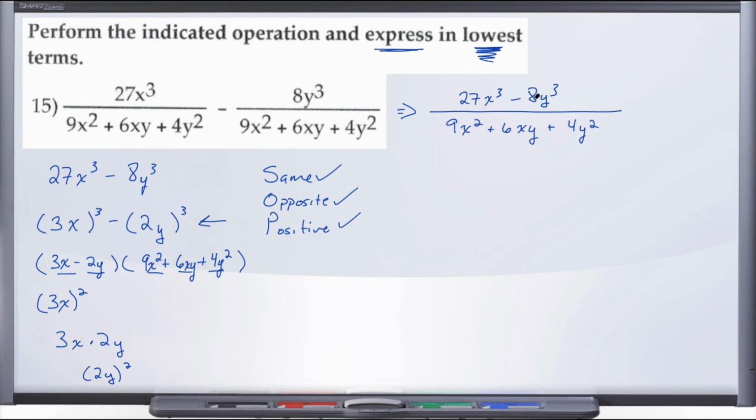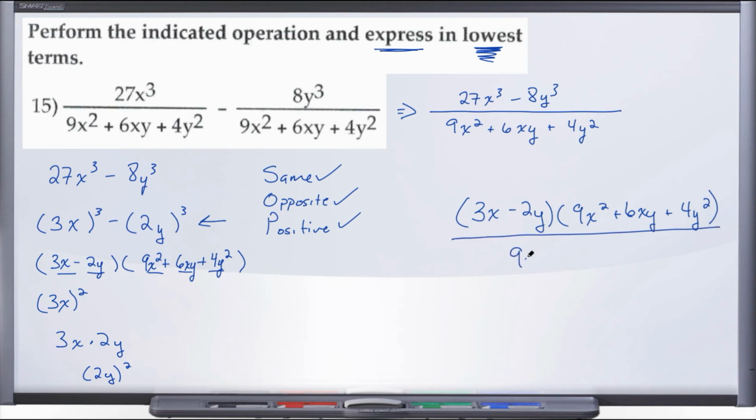And so 27x cubed minus 8y cubed factors into 3x minus 2y and 9x squared plus 6xy plus 4y squared over that denominator, 9x squared plus 6xy plus 4y squared. All right, so I said before we started working on the cube, why don't we go ahead and factor the numerator and denominator, but we can go ahead and stop right here. We don't have to go any farther because what do we notice about one of the factors from that cube? Well, it matches identically with our denominator, doesn't it?